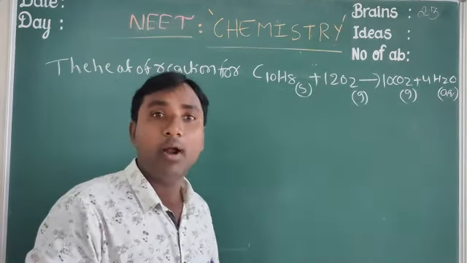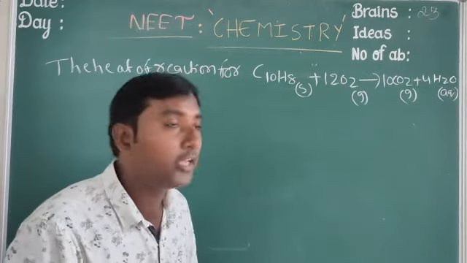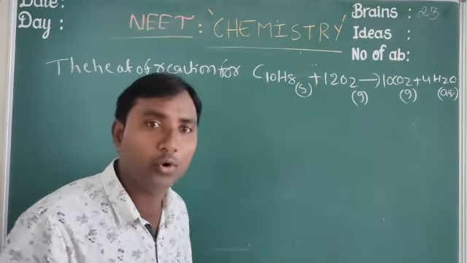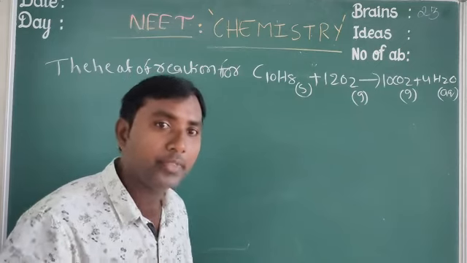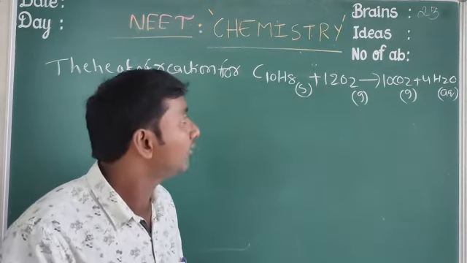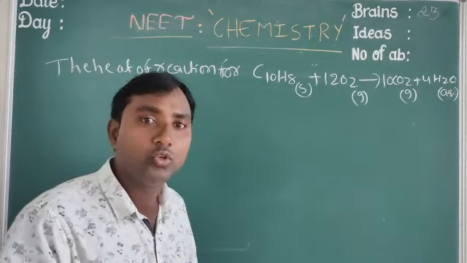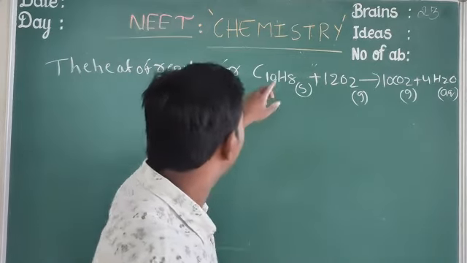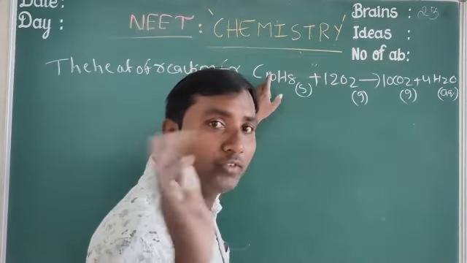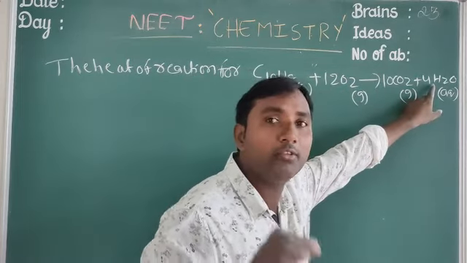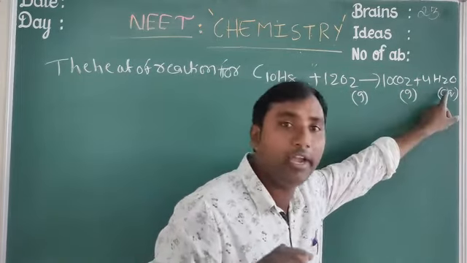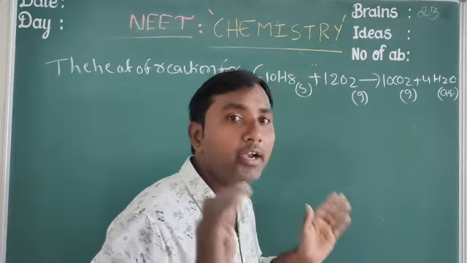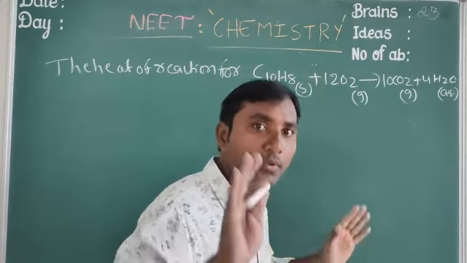What is the condition for calculation of Δn? Whenever solids and liquids appear in the reaction, ignore them while calculating Δn. You should calculate only for gas molecules. Understand now? That's why the moles of C10H8 are ignored. The 4 moles of water are also ignored because this is a solid and this is a liquid. Solids and liquids should be ignored; only calculate the number of moles of gas molecules. Okay now.